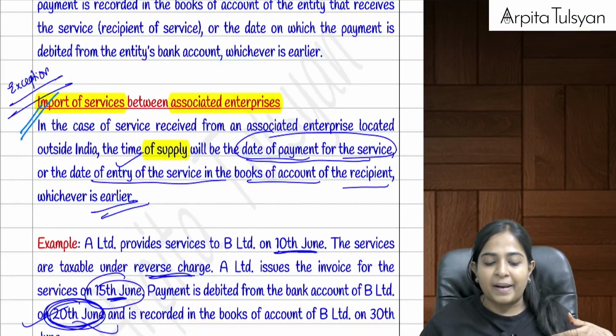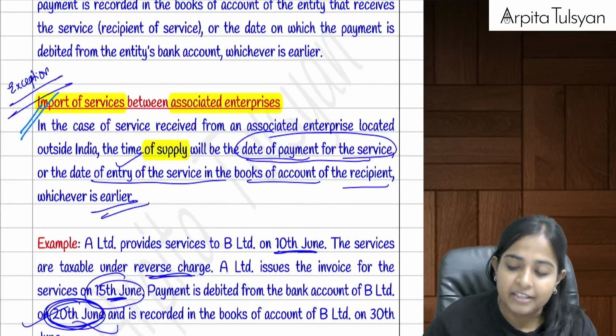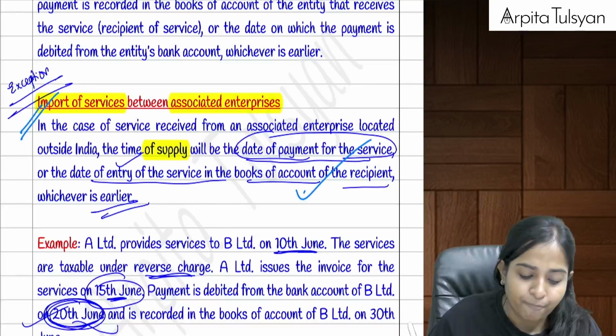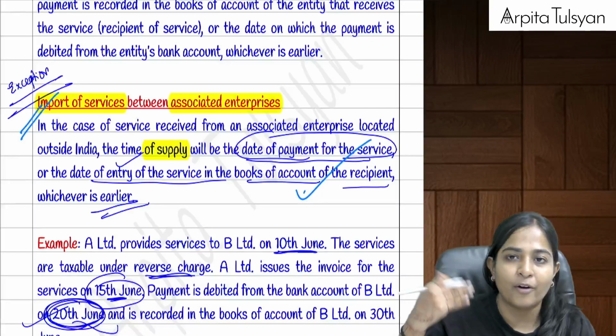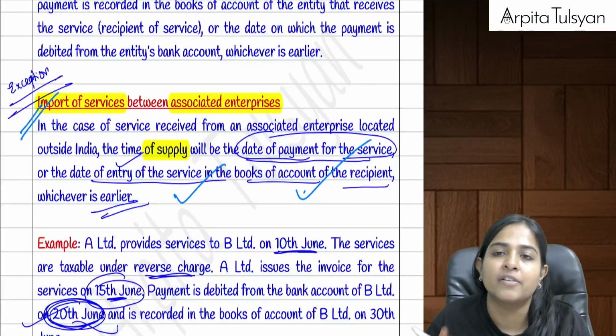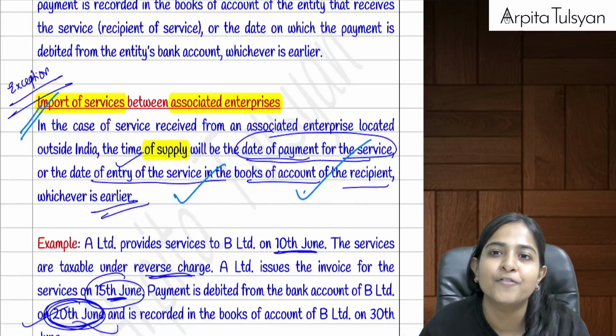So, time of supply in this case will not be calculated as per the normal time of supply. Here they have specifically given you that time of supply will be the date of payment for the service, or the date of entry of the service in the books of the recipient, whichever is earlier. What is the impact of this?